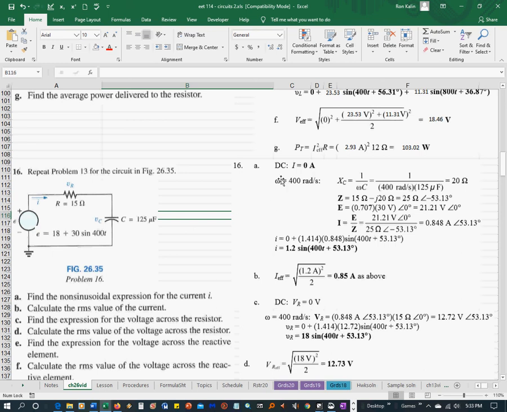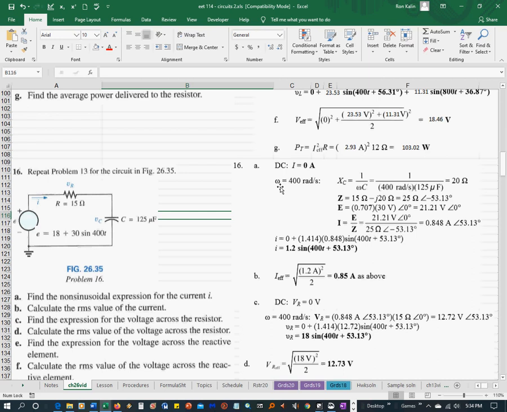So the first thing we have to do is at DC, the current is 0 because this is going to end up being an open circuit. So it's not going to allow any current to flow because, as you know, the steady state value of a capacitor is going to be open. So I0 for the DC component.